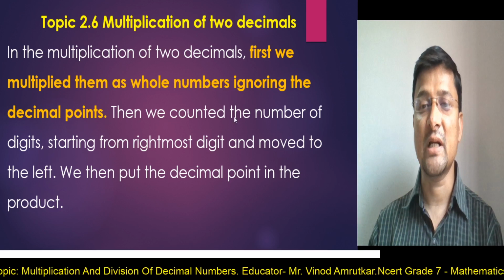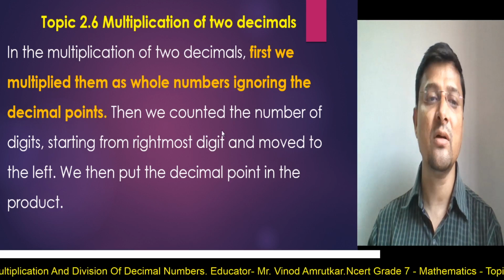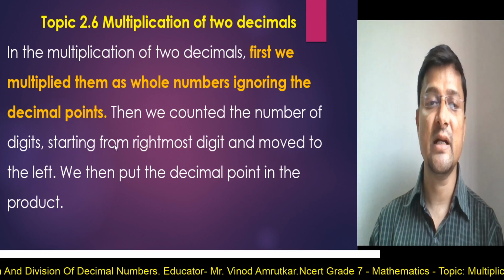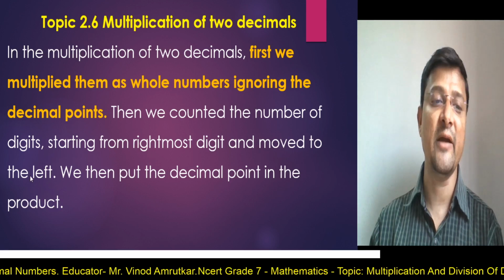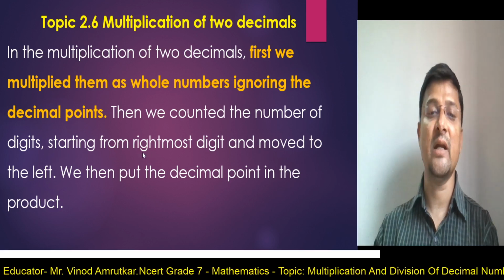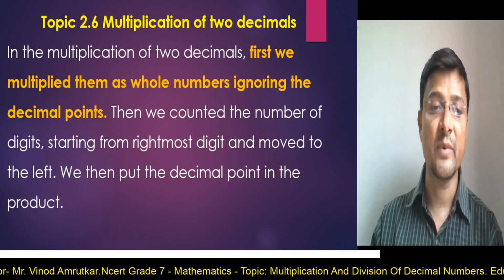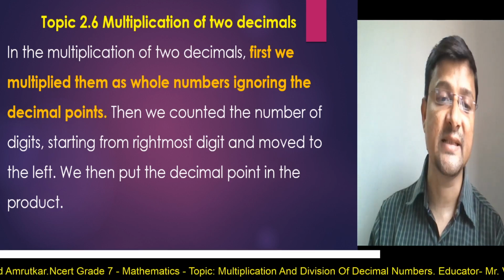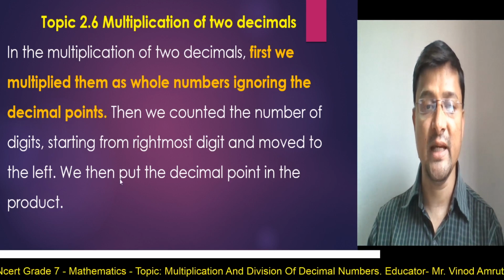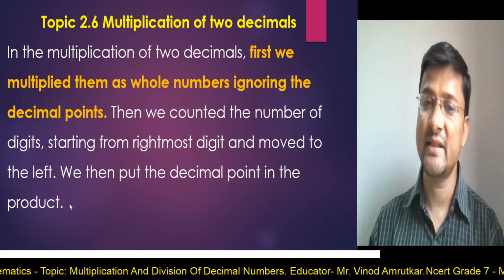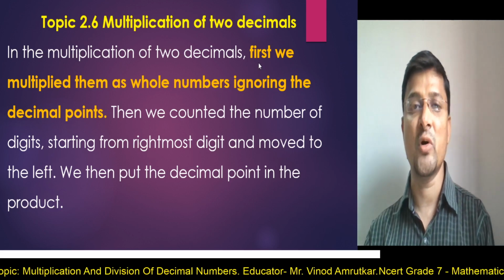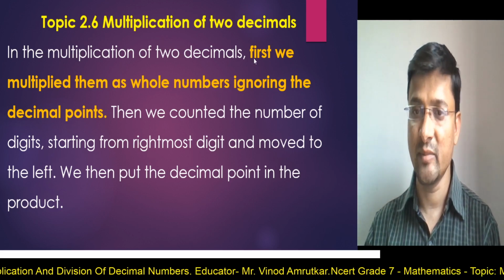Then we count the number of digits starting from the rightmost digit and move to the left. We start from the right and move to the left. For what? To place the decimal point. And we then put the decimal point in the product. It's very simple. This sentence is important when we multiply two decimals.